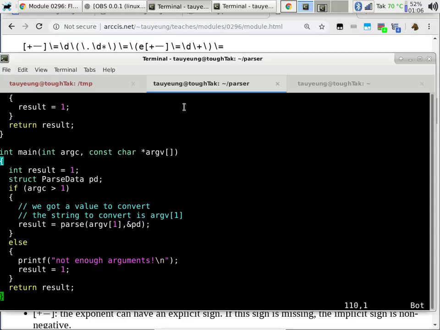So what if argc is greater than 1? Well, then I call the subroutine called parse with argv1, which is the second argument, which is basically the actual argument, the number to be converted. And I also pass the address of PD. PD is a structure of the type parseddata, which was defined really, really early on.